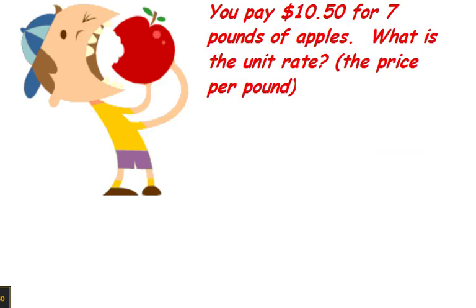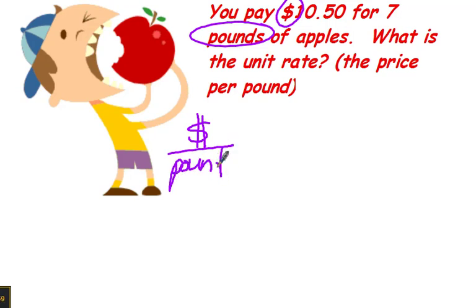If you go to the grocery store, you might pay $10.50 for 7 pounds of apples. What is the unit rate? That means the price per pound. Again, start with words. We're talking about money and we're talking about pounds. So pounds, you can write that instead of the actual word. And money to pounds is what we're comparing. Remember, it's just a rate. We're comparing quantities, money and pounds.